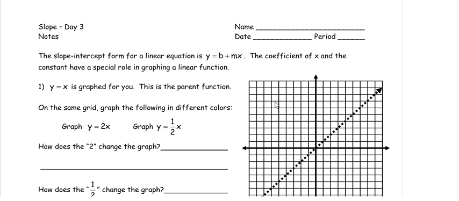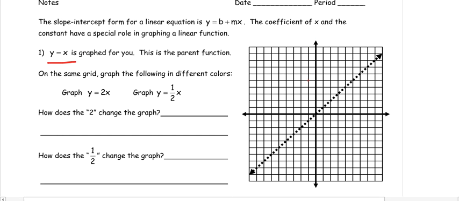Okay. So for a linear graph, the parent function is y equals x, which has been graphed for you over here. That just means that your y-intercept is 0 because it's going through the origin, and your slope is 1 over 1. It just goes up 1, to the right 1. So it's just basic. It's splitting the coordinate plane in half. If you fold it through that, it's just perfect. Okay, it's symmetrical. So this is a parent function.